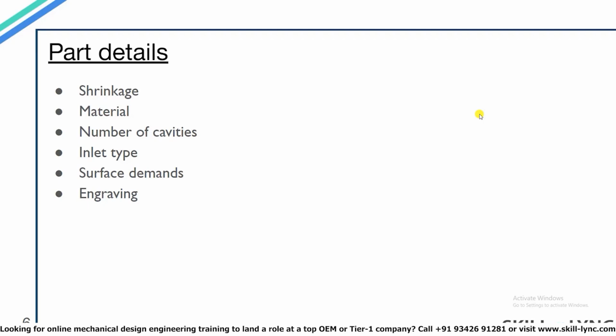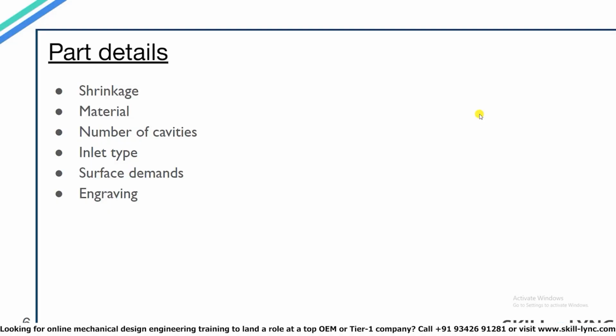The next point is material. The material here refers to the plastic material used for making the component. And the next is number of cavities. The number of cavities required is also asked from the customers. The DFM team can make suggestions for it, but the final decision comes from the customer side.